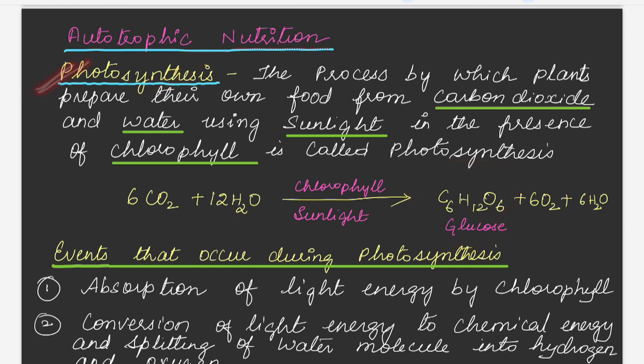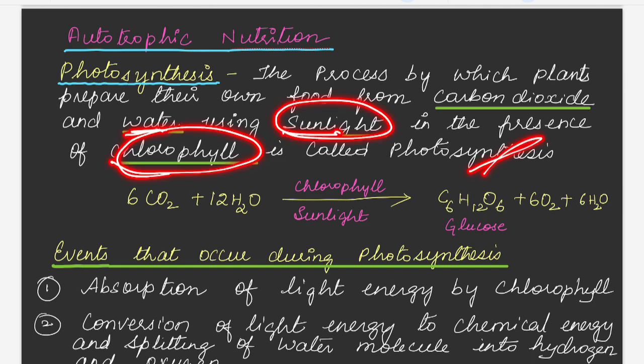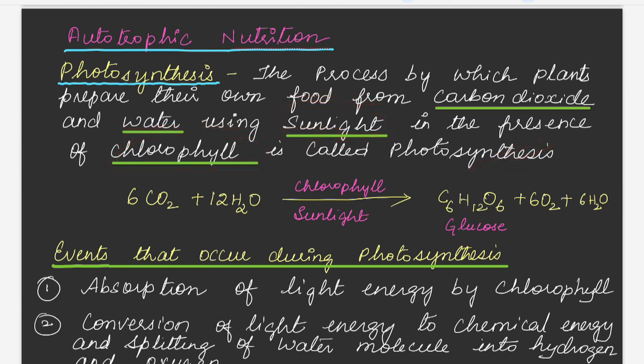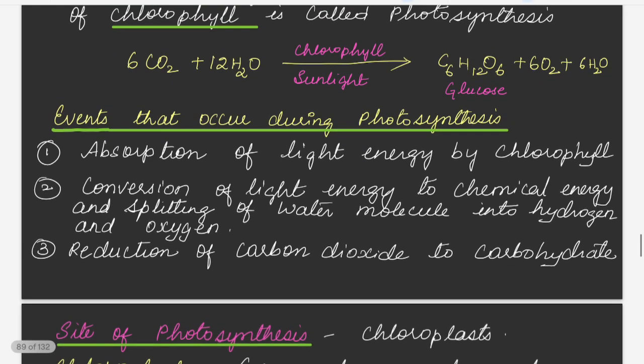So if a definition is asked, you have to write: the process by which green plants prepare their own food from carbon dioxide and water using sunlight in the presence of chlorophyll is called photosynthesis. Here the food prepared is nothing but glucose.